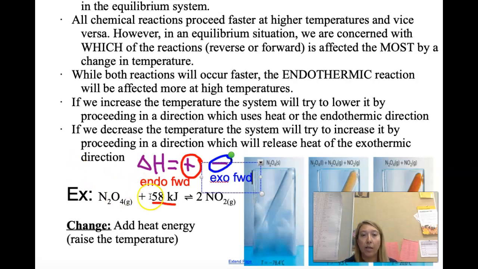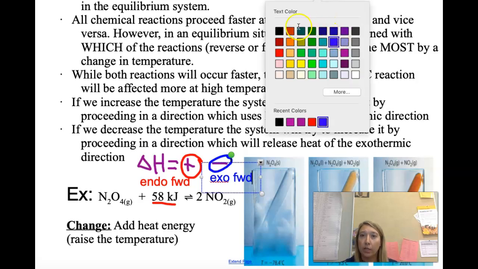So if we look at this example here, we have the N2O4 plus 58 kilojoules to give us 2 NO2. Because it is written on the reactant side, that is telling us that the forward direction is going to be endo, which by default means the reverse is going to be exo.